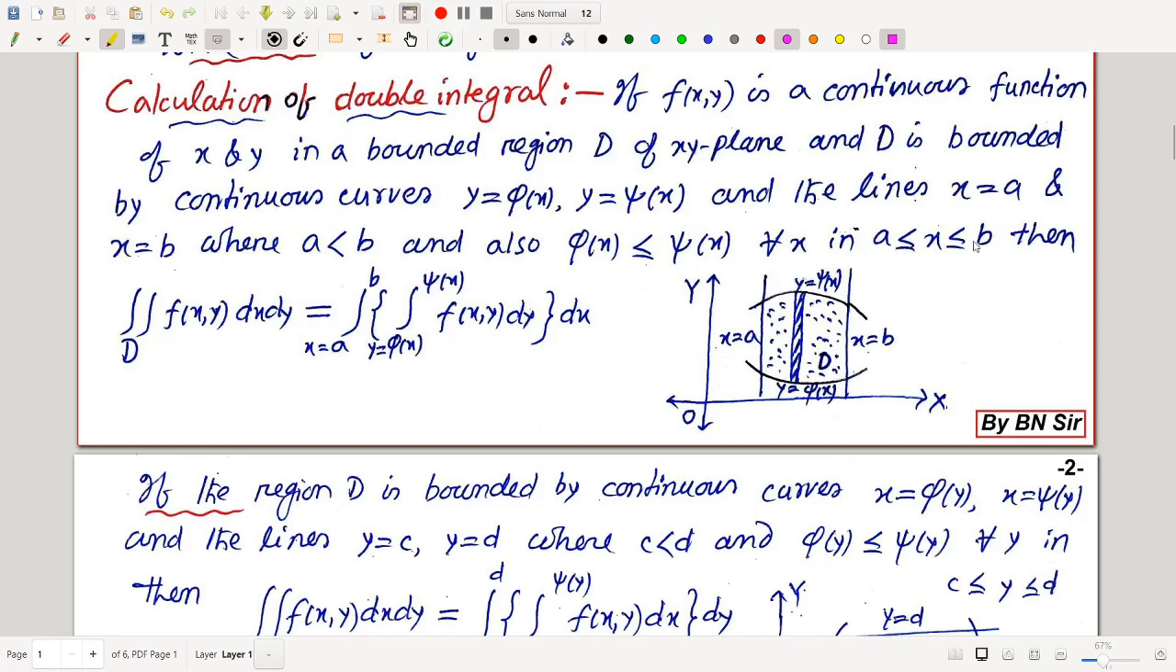When x varies from a to b, our phi x is always less than or equal to psi x, that is, the y equal to phi x curve is below the y equal to psi x curve. One curve is below, one curve is above. So the region should have a particular shape.